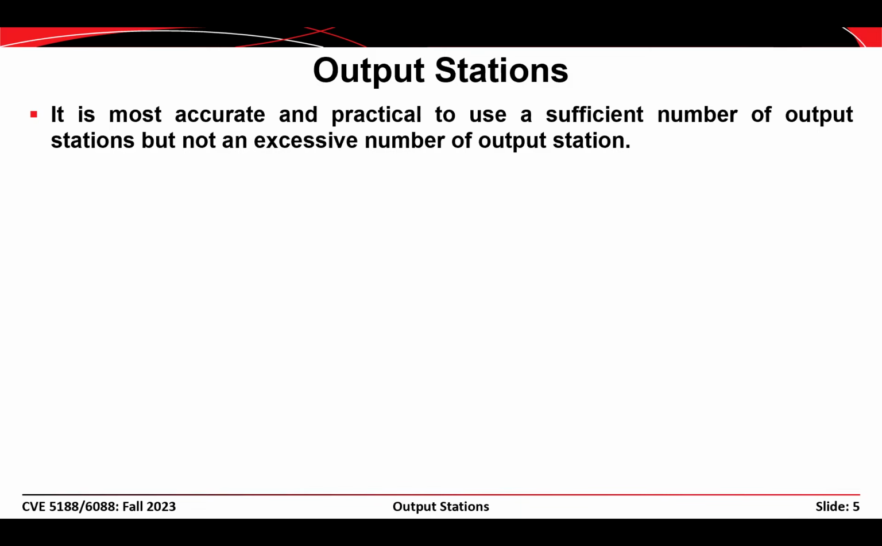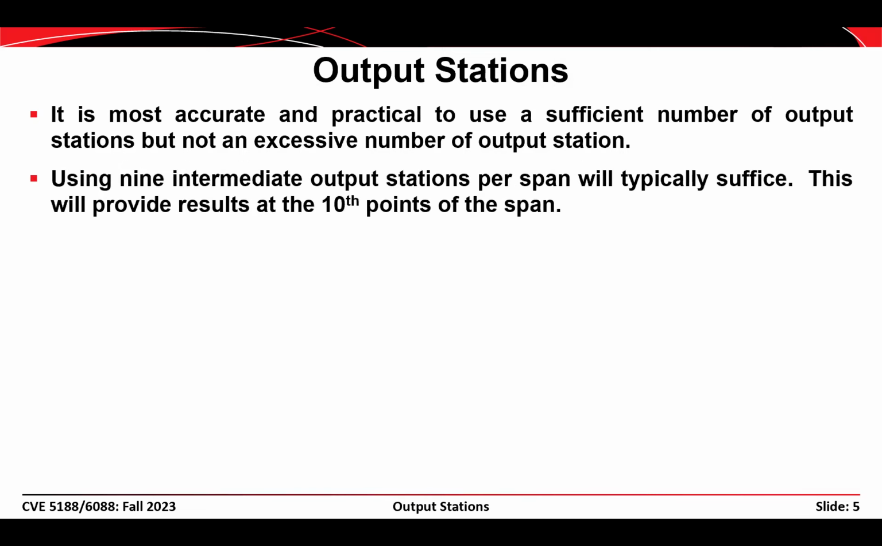Typically we want the output at the 10th points along our member. If we're doing bridge design, that's pretty traditional. You take a given span for a girder in between two supports, and we typically chop that up into 10 segments. So then we have 11 points, one at each end of the span, and then 9 intermediate points in between.